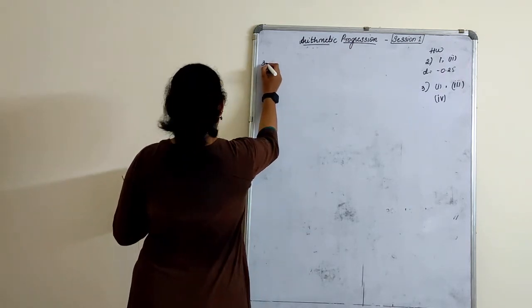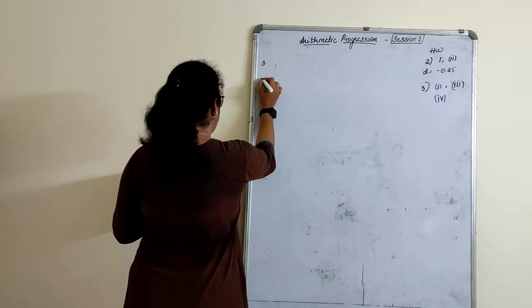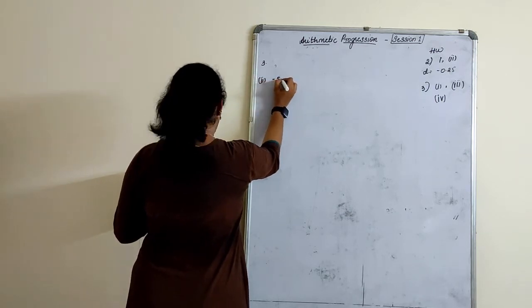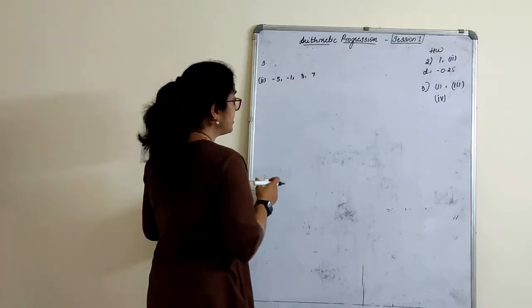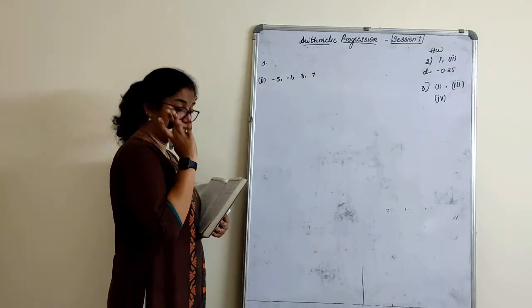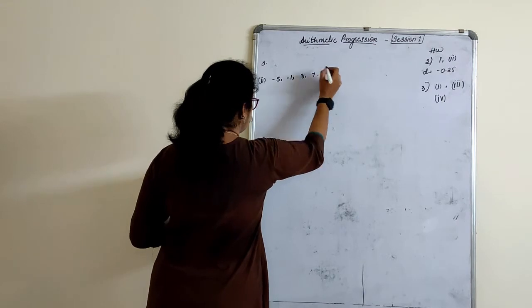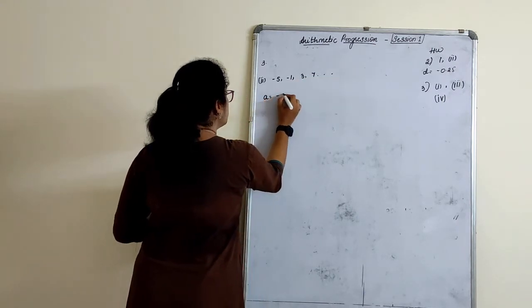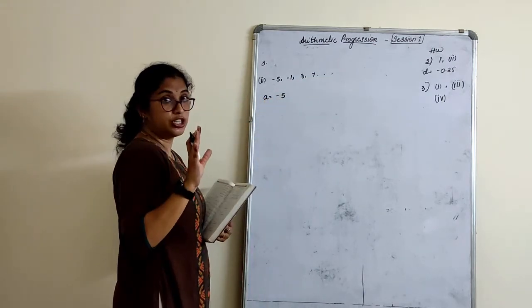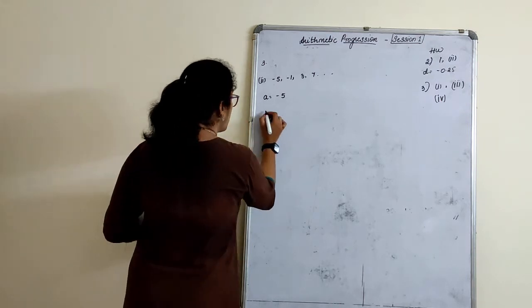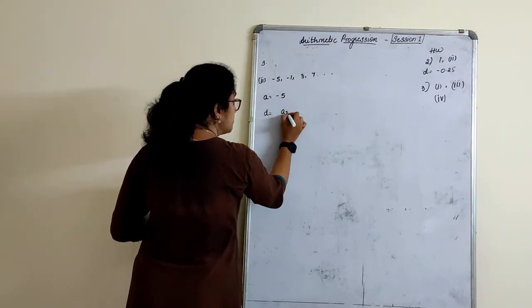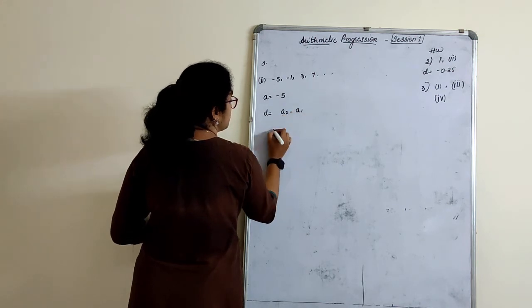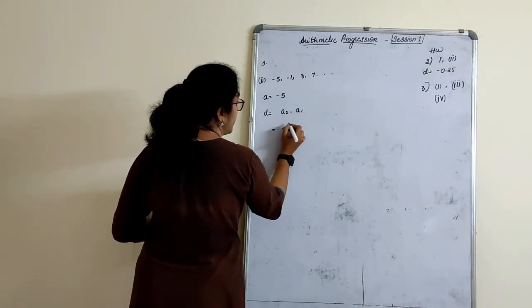So the example I am solving now: minus 5, minus 1, 3, 7. How do you find the first term here? Whatever is given, that is the first term, remember. A is equal to minus 5. No arranging and all here. Whatever is given. Common difference is given by second term minus first term. What is the second term? Minus 1.